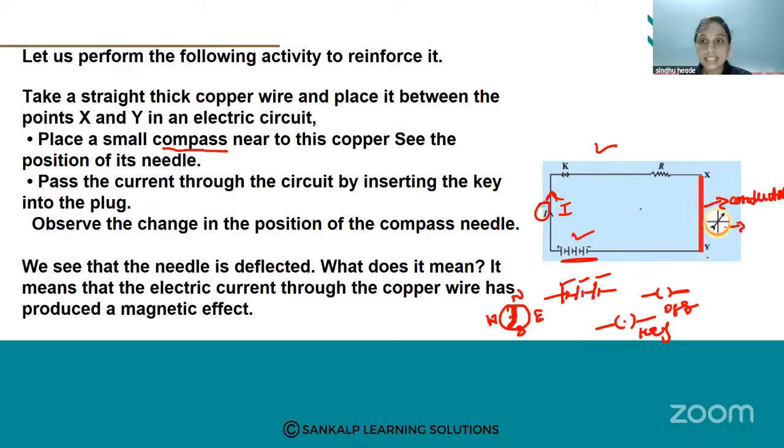At that time, what did he observe? When the current flows through this circuit, see here the compass is already near this circuit, right? So when the current starts flowing in the circuit, what happens? He observed some deflections or some fluctuations in the needle of this compass box.